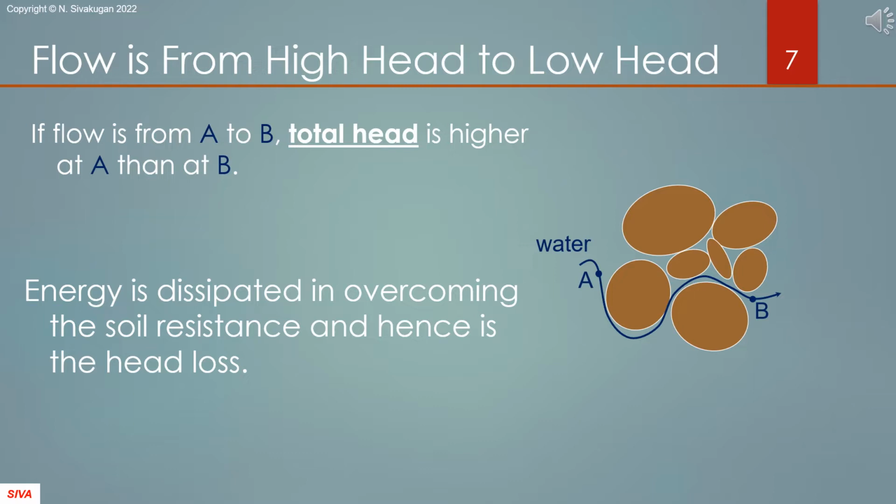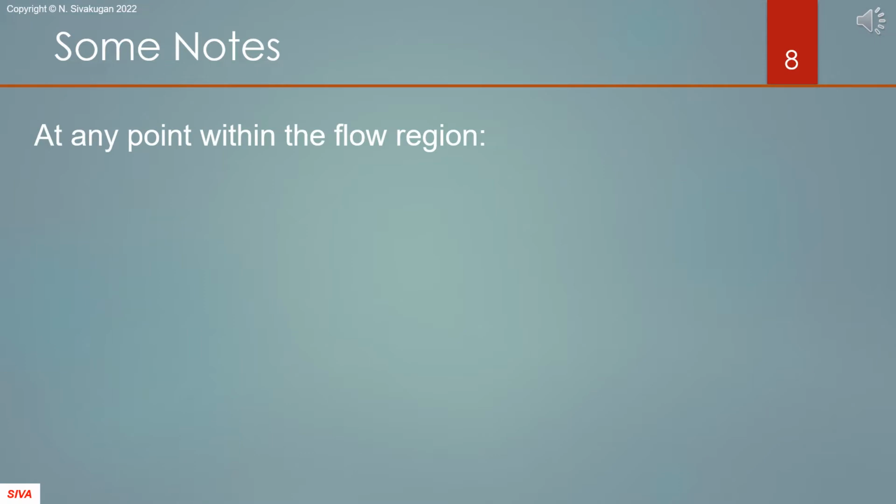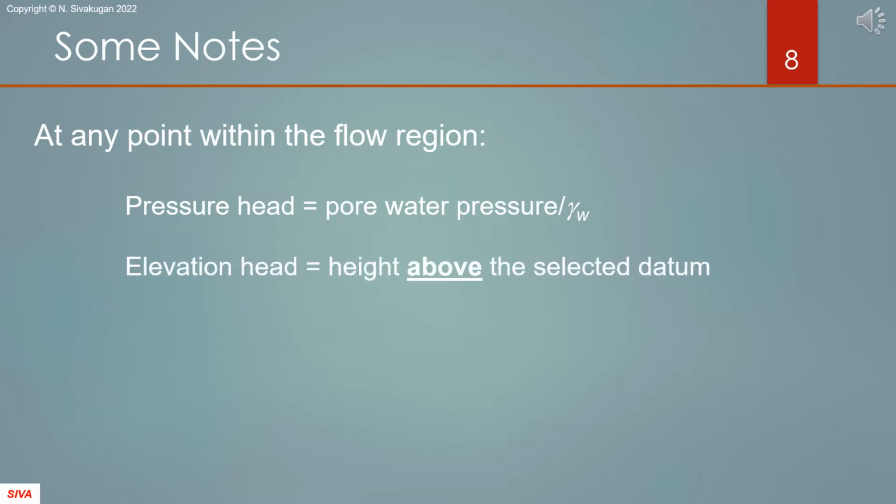Let's consider 2 points A and B on the flow path. If the flow is from A to B, the total head at A is higher than the total head at B. Energy is dissipated in overcoming the frictional resistance provided by the soil along the flow path and hence is the total head loss from A to B. At any point within the flow region, pressure head equals pore water pressure divided by the unit weight of water. Elevation head is the height above the selected datum. Either of the two can be negative.